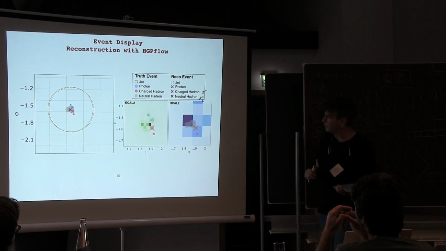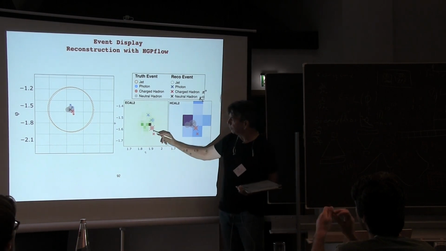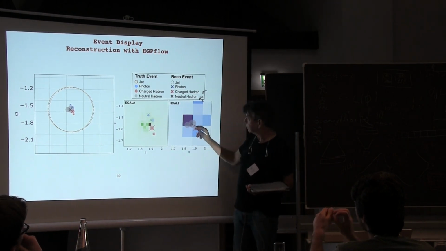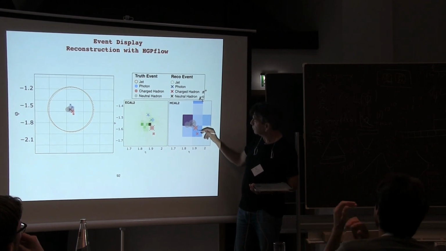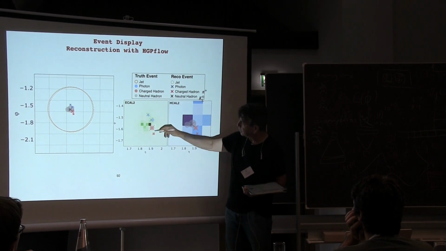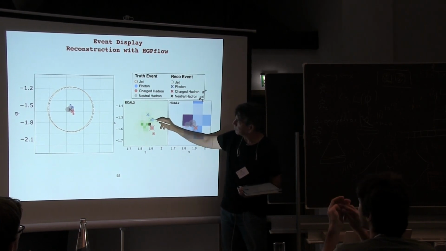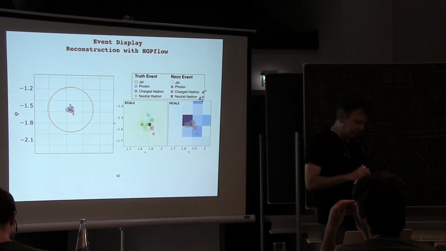Another event, a different event. Here you see it's doing a very good job. In this event, it is a very good job. This X belongs to this neutral hadron. These are neutrals, and these are the charged hadrons, doing perfect in the H-cal and in the E-cal as well. These are the photons, doing a perfect job. So some events do better than others.